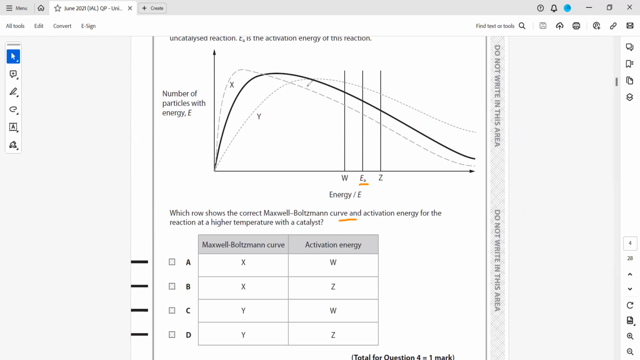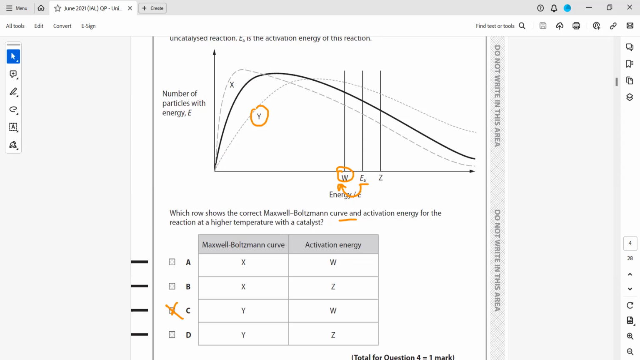But what will happen if we increase the temperature? The peak will decrease and it will shift towards the right hand side. And whenever we use a catalyst, what will the catalyst do? The catalyst will lower the activation energy. So the new activation energy will be lower than the original one. So the curve will be Y, and the activation energy will be W. So in that case, C will be the right answer.